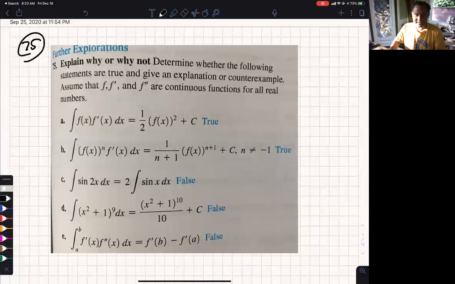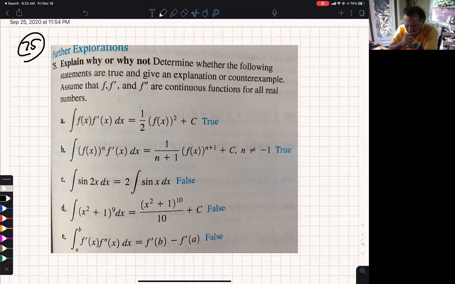This is 5.6, number 75. So these questions, a lot of times they're rooted in misconceptions, misunderstandings that are often made. So what is going on with A?